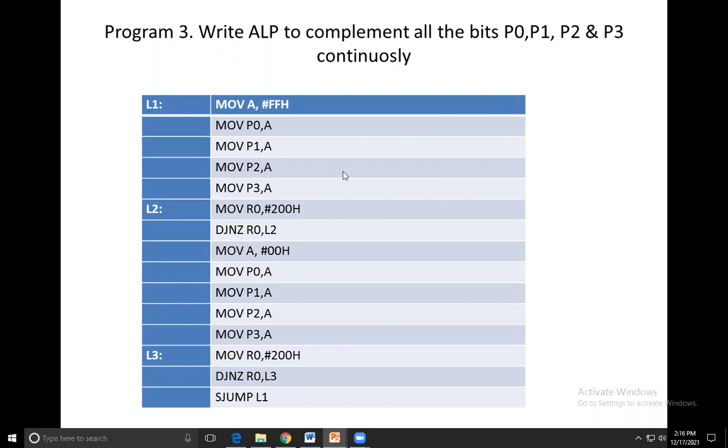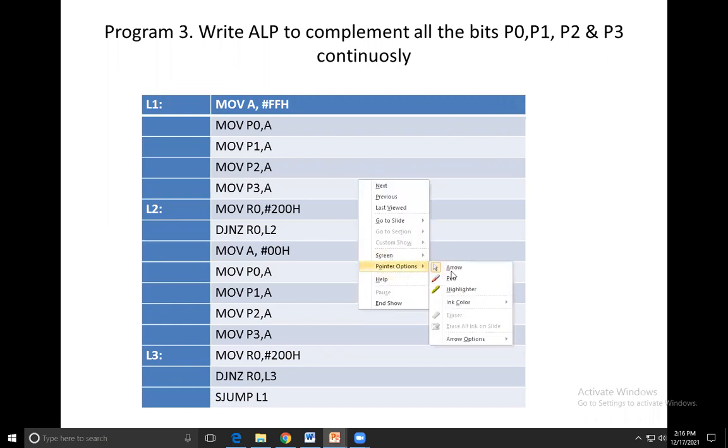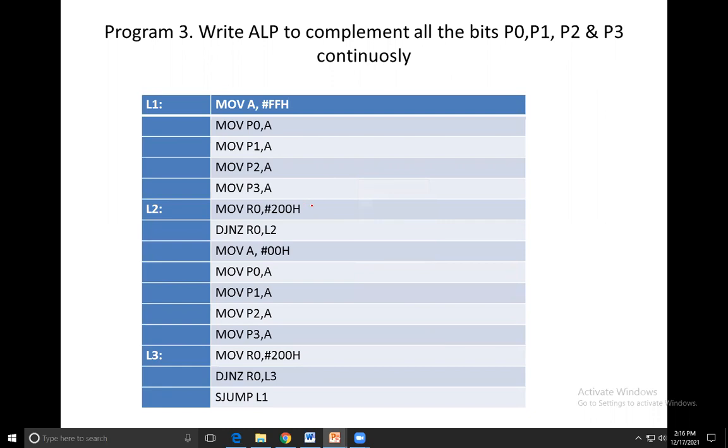Just let me divide the program, then you can understand. See, this is the one. This line and this line are the same.